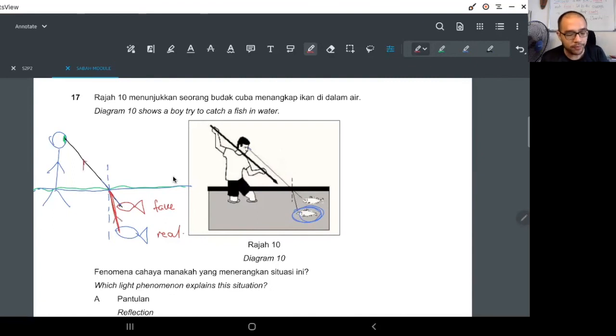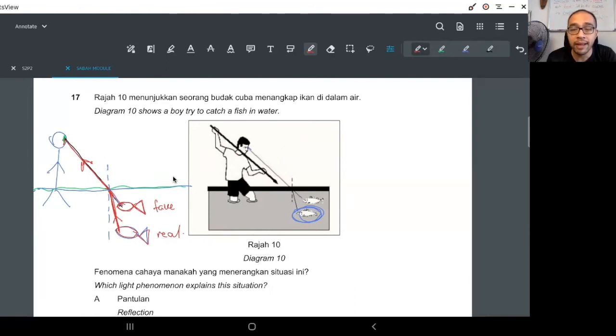So technically, what is happening is the light from the fish, as it is leaving the water, is going to be refracted into the eye of this boy. But since our eyes can only see straight lines, we are going to imagine that the fish is over here. So this is the fake one. How to draw this diagram is a very popular SPM question in paper 2.